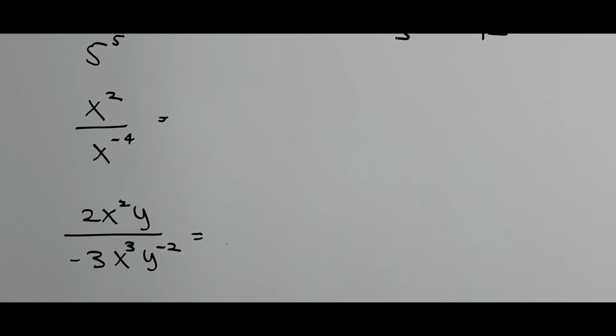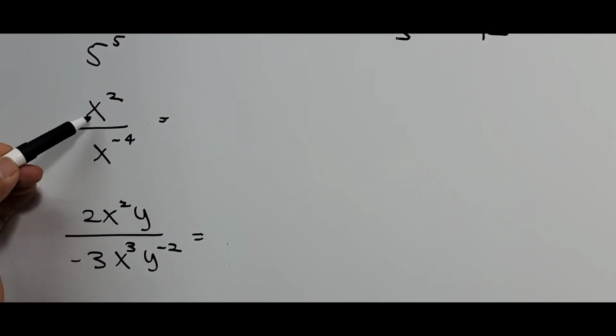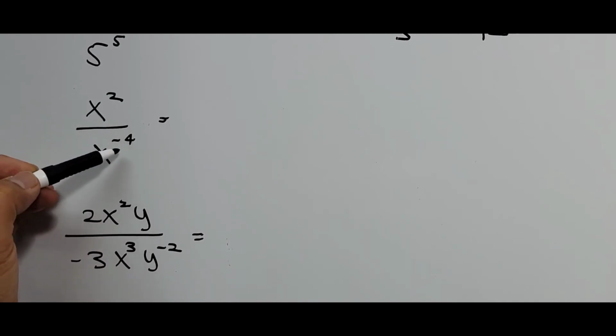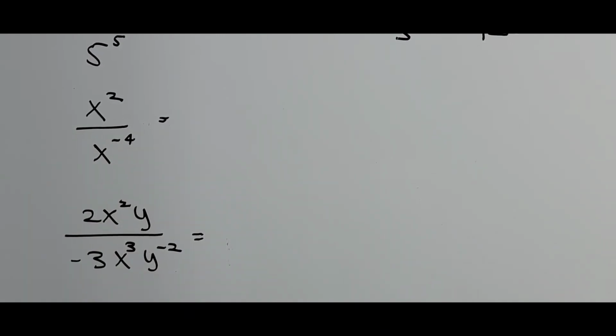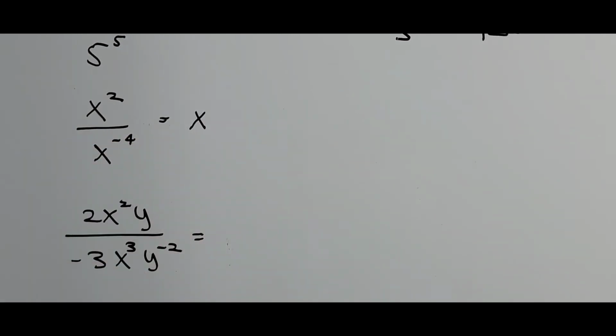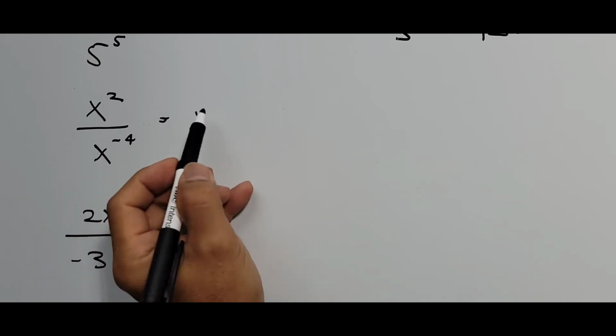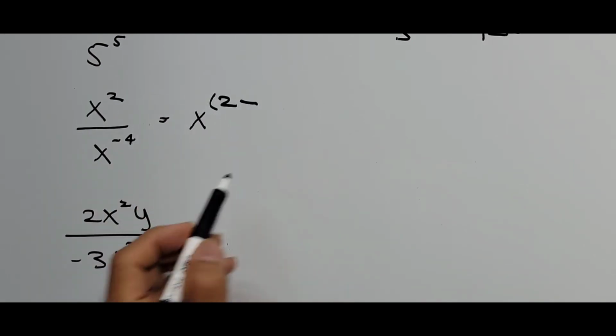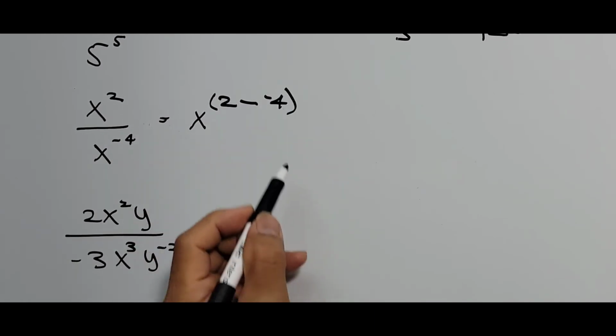Now we have two other examples over here. x squared divided by x to the negative 4. The other one, 2x squared y divided by negative 3x cubed y to the negative 2. Here you have the same base, and the exponents are different, 2 and negative 4. The rule for dividing exponential expressions is to copy the base, since you have the same base, and subtract the exponents. So that is 2 minus negative 4.